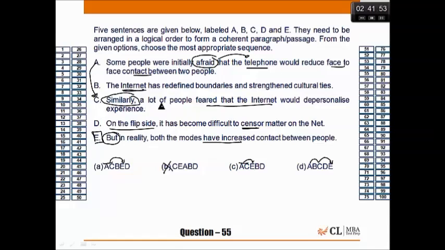And then, similarly, a lot of people feared. Okay, so, on the flip side, so I think we have to then go to B and then go to D, because this is a different issue. So A, C, E, B, D, that should be the connection. Yeah, A, C, E, B, D. Yeah, C.